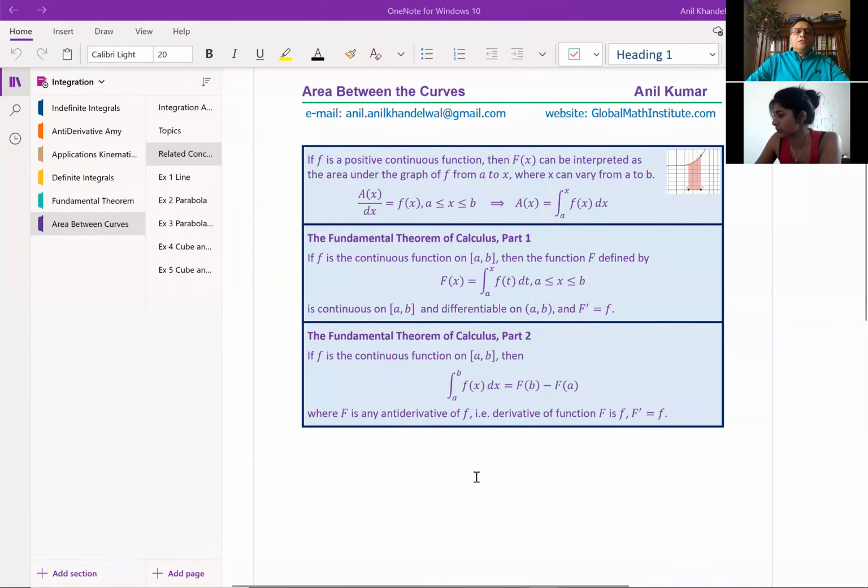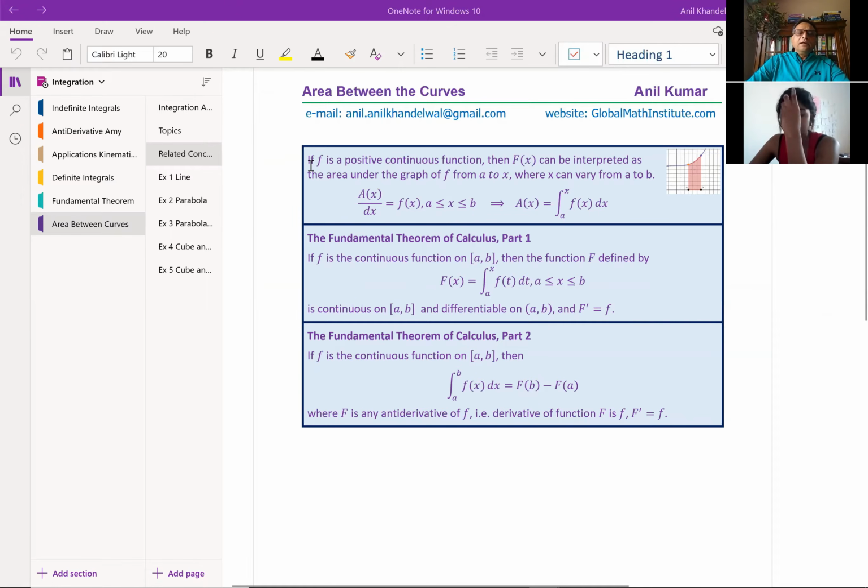Okay, so let me share the screen. Today our focus, Abby, will be to find the area between the curves, which sometimes is the most difficult question in your test paper. So let's review what we have learned so far.